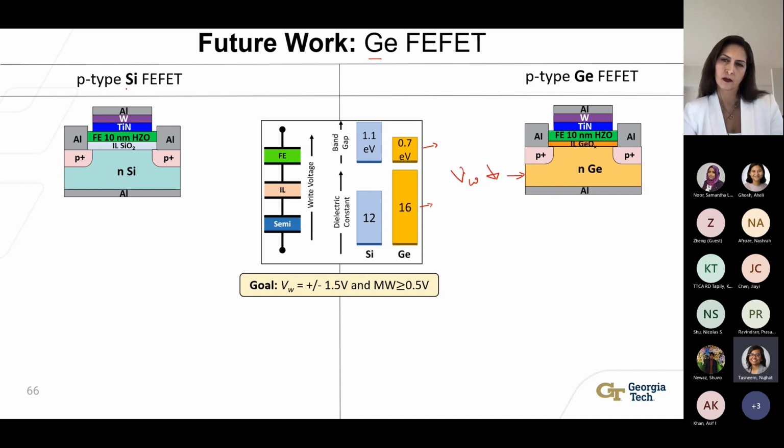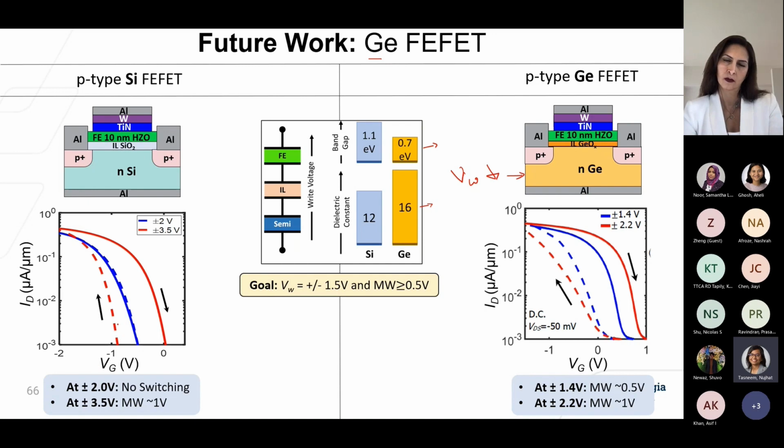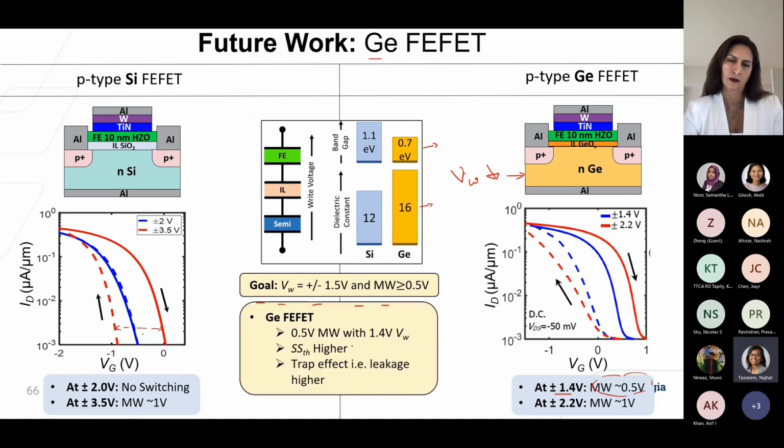Now, in our silicon FFET, we saw that at 2 volt, there is no switching, and at 3.5 volt, there is around 1 volt of memory window. On the other hand, for our fabricated germanium channel FFET, we saw that even at 1.4 volt, we see half a volt of memory window, which is very similar to our goal for the embedded application. However, germanium FFET shows higher substrate swing. Also, we know that germanium channel is prone to more trapping than silicon channels. So there is still a lot of work left to be done in this regard.